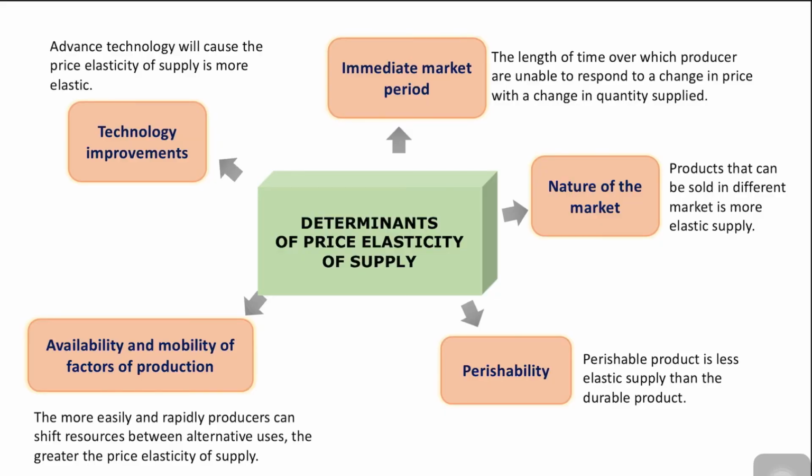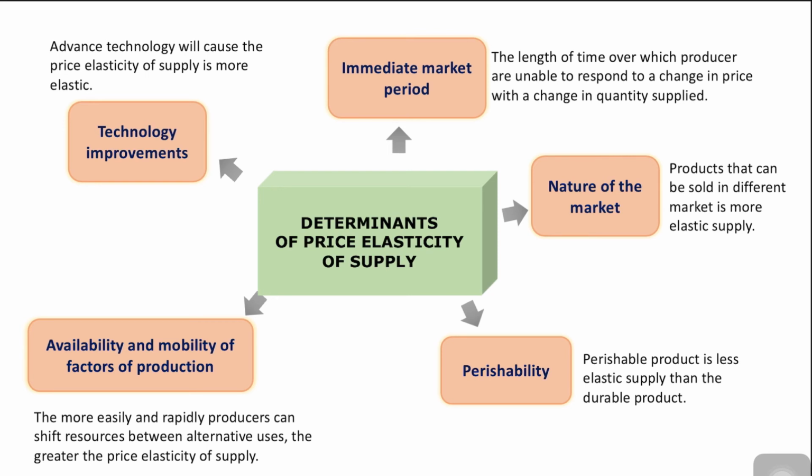Okay, now we proceed to the determinants of price elasticity of supply. Determinants means the factors that determine the degree of the price elasticity of supply, whether it is elastic or inelastic. So the first factor is technology improvement. If we use advanced technology, the seller can respond and produce more as the price increases.